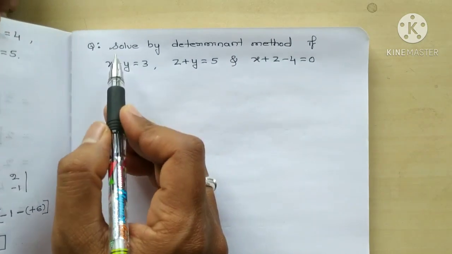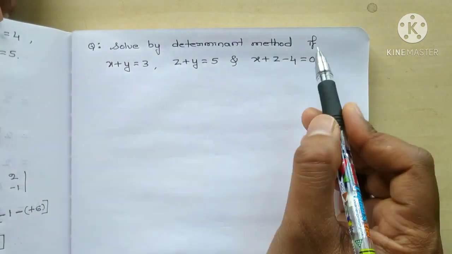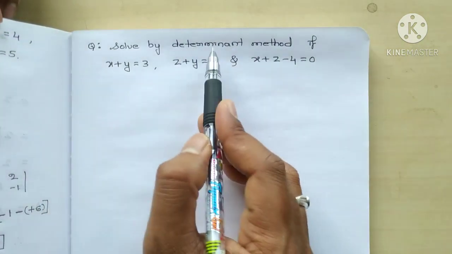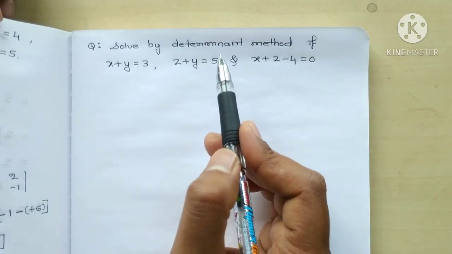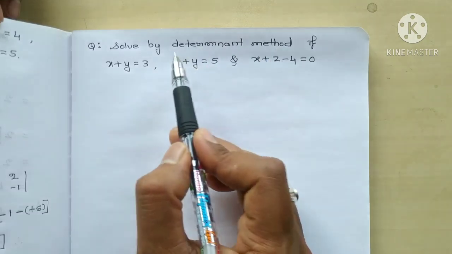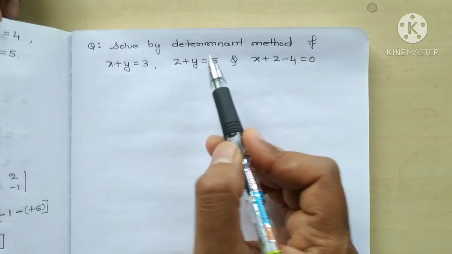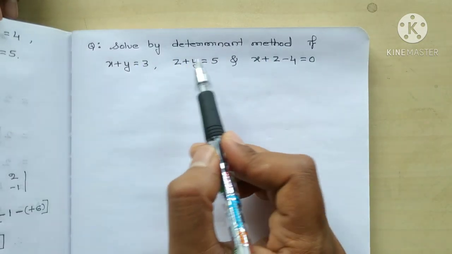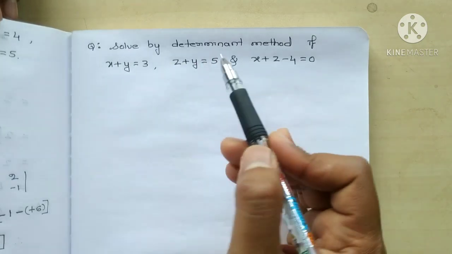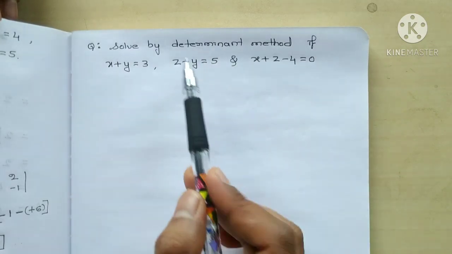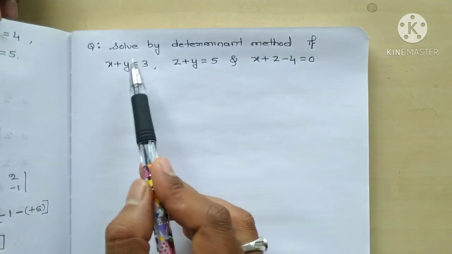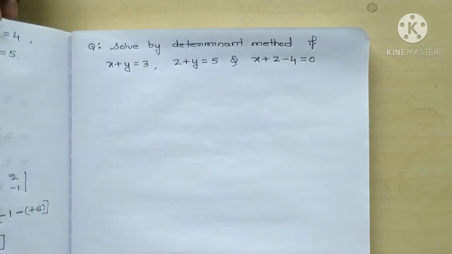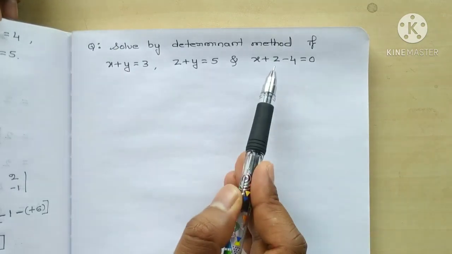Next question. Solve by determinant method. Solve by determinant method means again here you need to find out x value, y value and z value. Here they have not mentioned solve for x, solve for y or solve for z or solve for x and y. Such type of question is not there. Clearly they have mentioned solve by determinant method. Means you need to find out x value, y value and z value, because how many equations are given here?